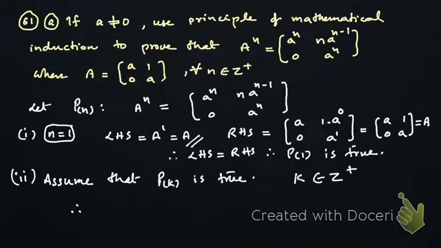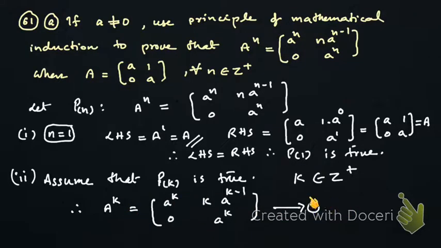I'm just saying that I'm assuming that the result to be proved is true for n is equal to k, which means it's only an assumption. Don't forget that it is only an assumption. So that means under my assumption, a raised to k will be equal to the matrix with k times a raised to k minus 1, 0 and a raised to k. I simply replace n everywhere by k. So that's an assumption, or we assume that this is true.